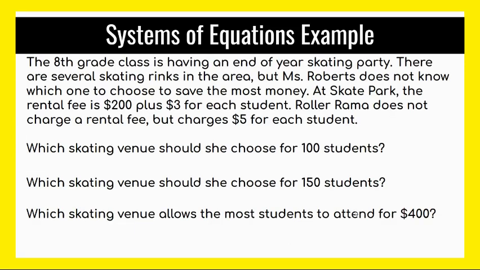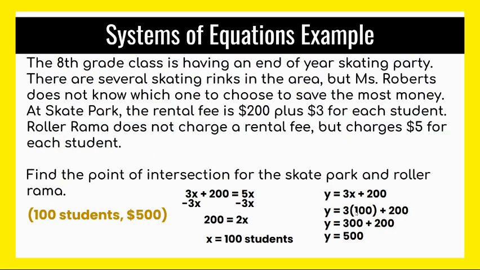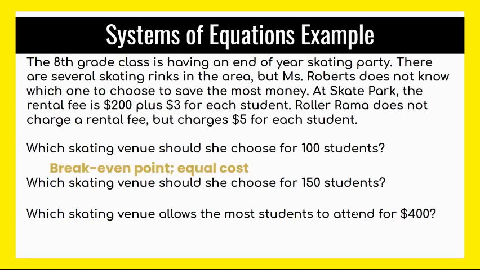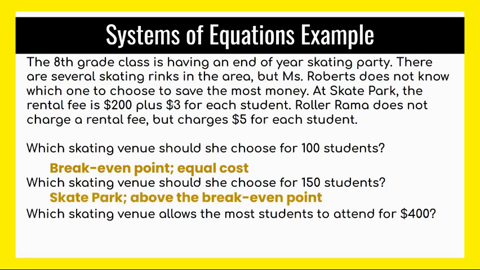Now we're talking about which skating venue she should choose for 100 students. If the break-even point, or the point of intersection, is 100 students and $500, that means they're going to be the same. It's the equal cost. It doesn't matter which place she chooses, it's going to be the same. Now, which should she choose for 150 students? We're above the break-even point, because that was at 100 students. So we want the one that's charging less per student at this point, and that is Skate Park, because you're above the break-even point.